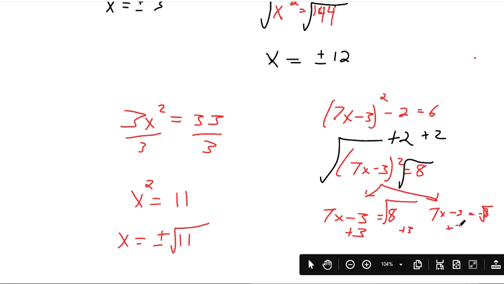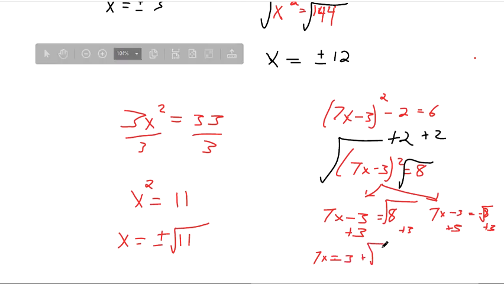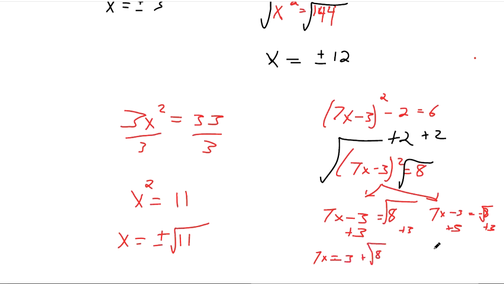And why don't we do the same thing with our other equation? Add 3 to both sides. So you get 7x equals, let's just put the 3 out front, 3 plus square root of 8, it's the same thing. Same thing over here. 7x equals 3 minus square root of 8. Now you just got to divide both sides by 7.